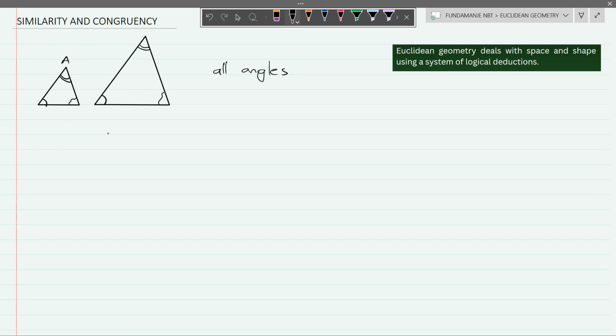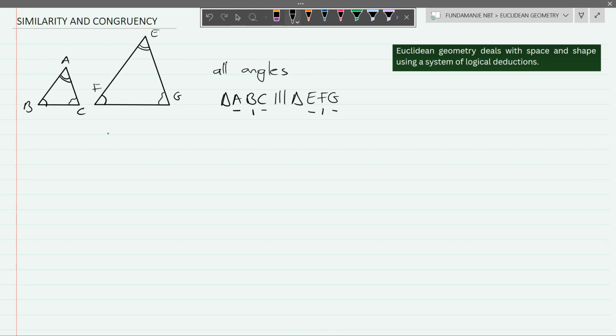If we're to prove that ABC and EFG are similar, then we would say that triangle ABC is similar to triangle EFG. And notice the way that this triangle is named. A corresponds with E because they are equal. B corresponds with F because they are equal. And then lastly, C corresponds with G because they are equal as well.